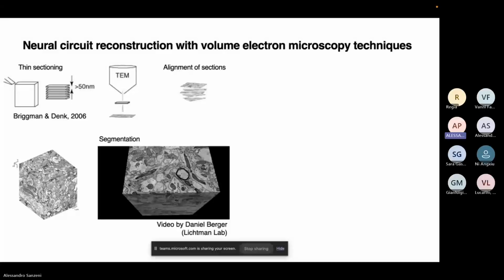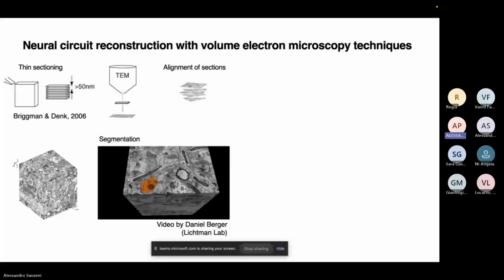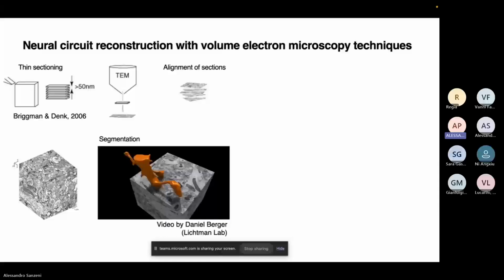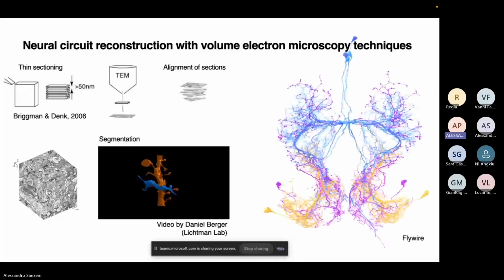This is shown here with a movie. For instance, we focus on this piece of neuron here. You follow it into consecutive slices, and you keep doing it for the whole volume. And you see that in this case, you get a dendrite making a synapse with a passing-by axon. This is a small piece of tissue. People can reconstruct entire neurons.